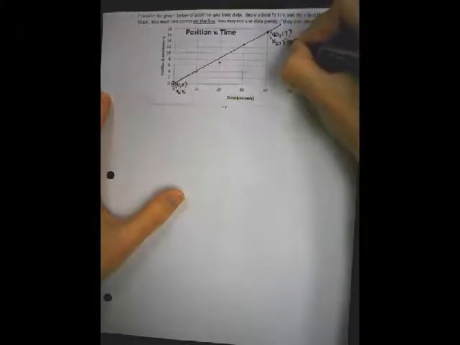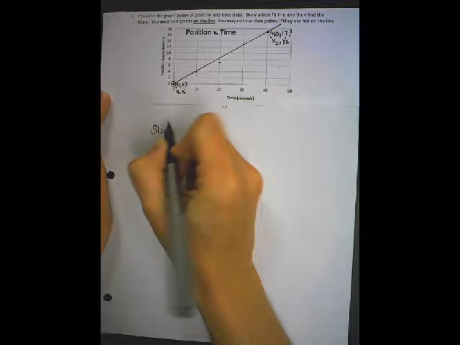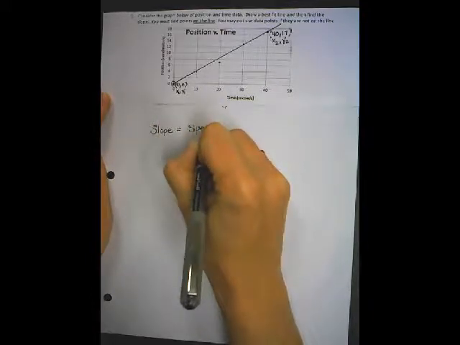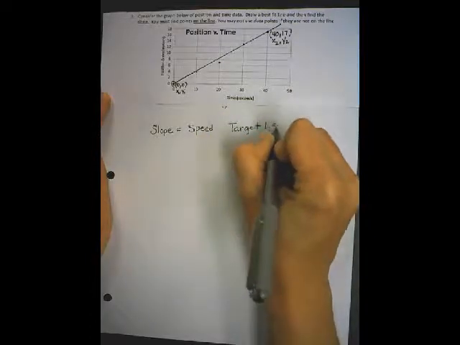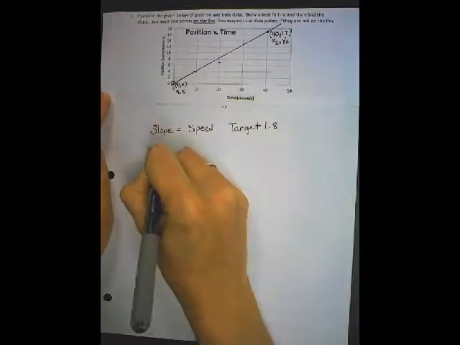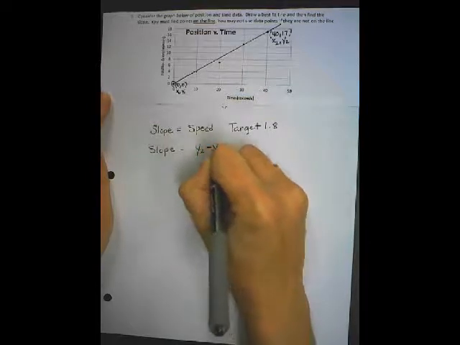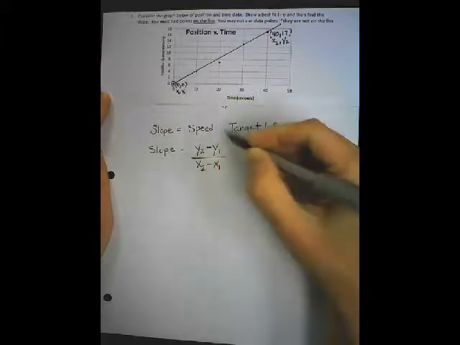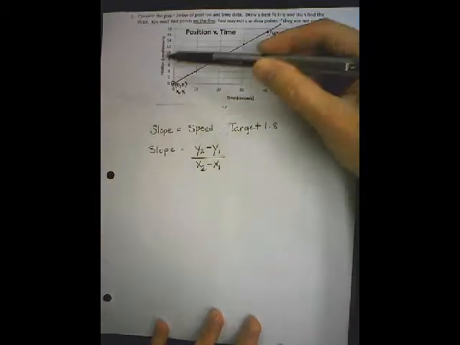Now I'm ready to find slope, and if you remember, slope of a position time graph or a distance time graph is equal to speed. That's target 1.8. And in math, we learned that slope is the difference in our y coordinates divided by the difference in our x's, so it's the change in y over the change in x. Remember that the y's are distance or position, so distance is the top, and our x's are time, so time is the bottom.